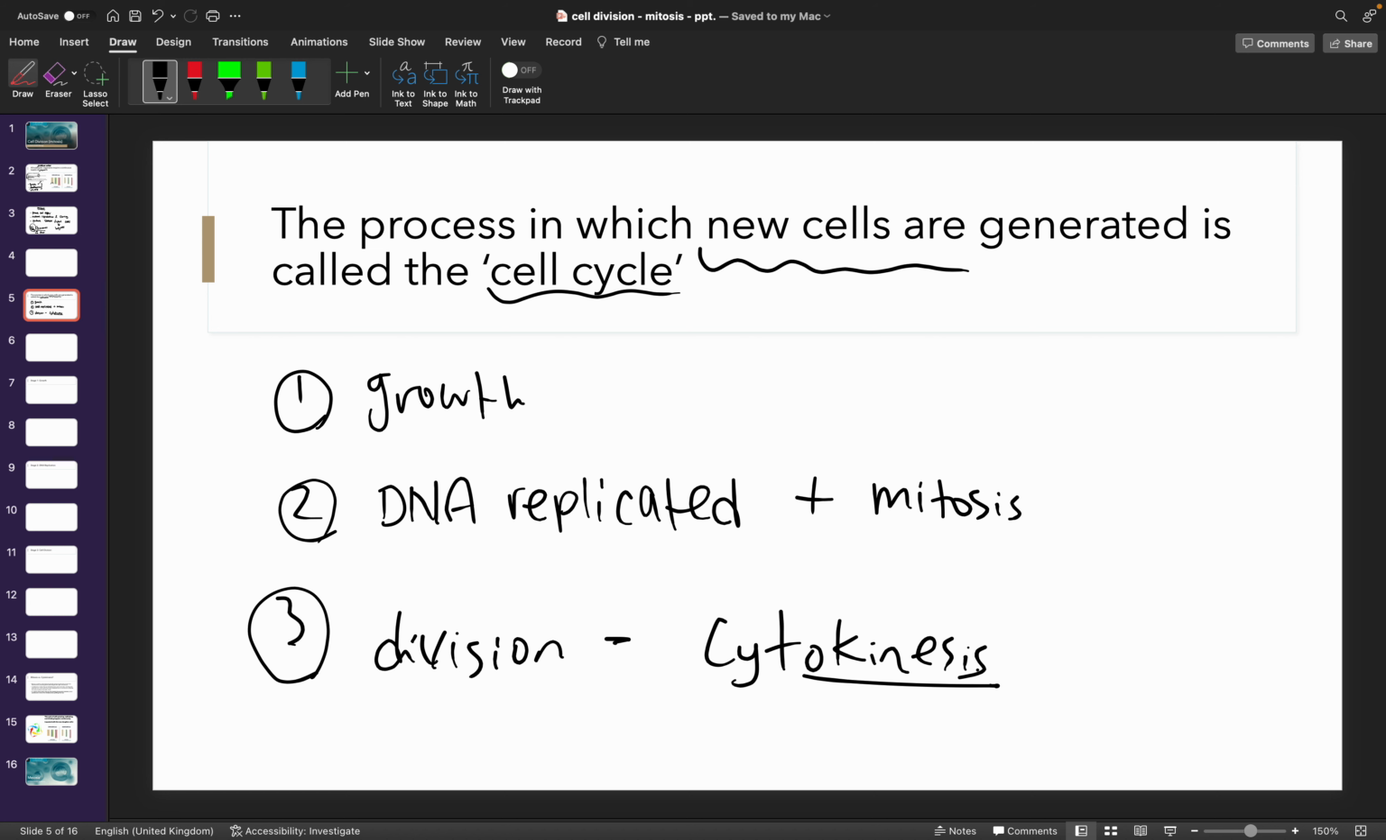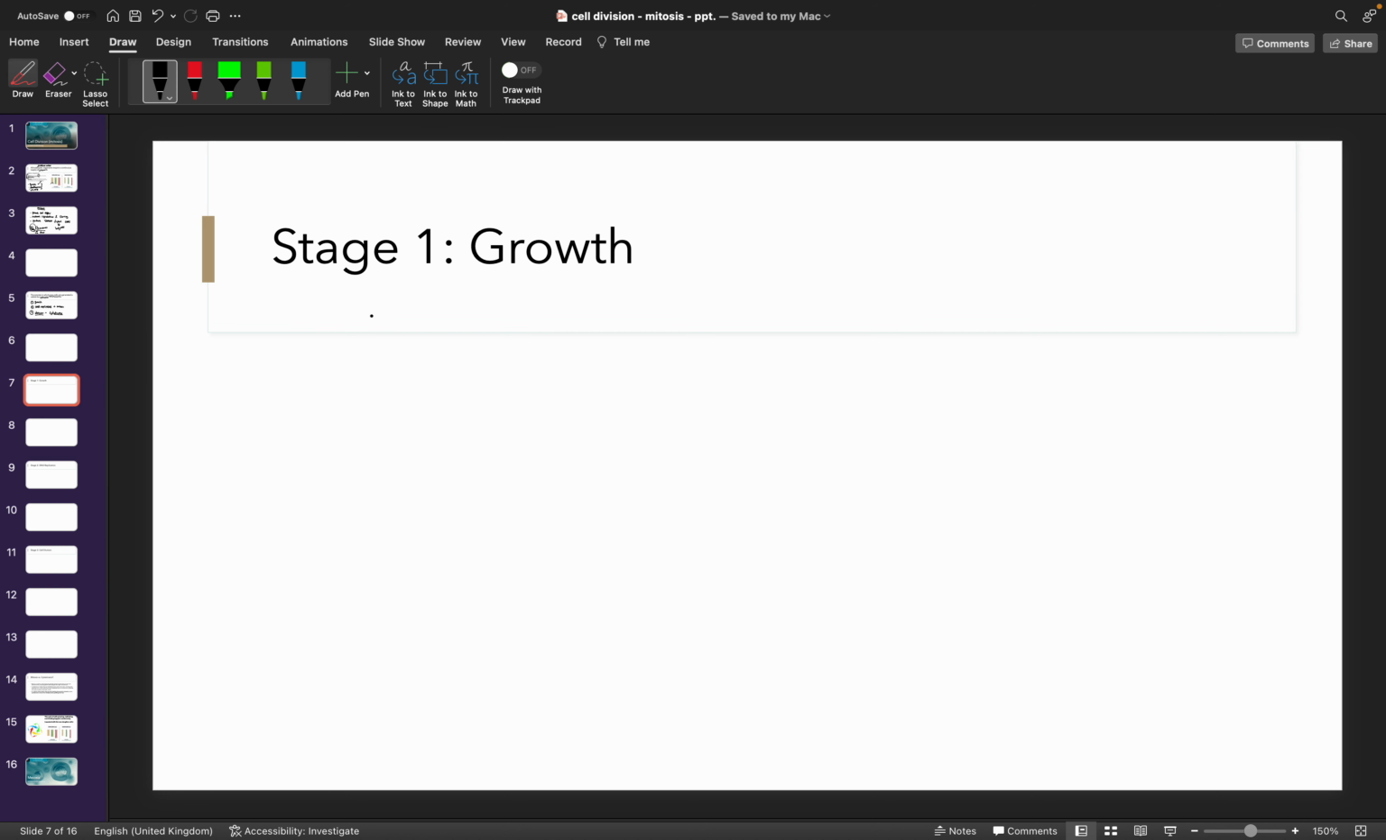It's good to know the word, but it's not completely necessary. So the last part is division, where cytokinesis happens. Okay, so let's look at the growth section first. Stage 1, the growth part. The cell grows in size. So it's basically just the cell growing.